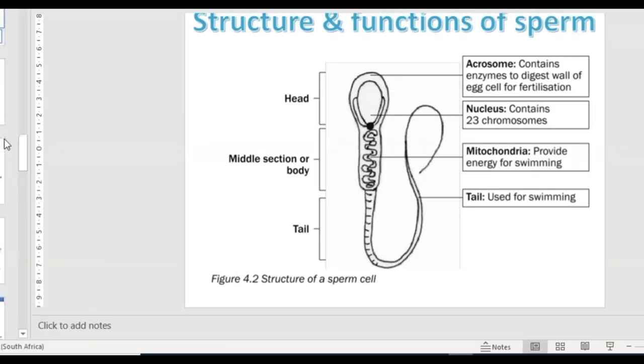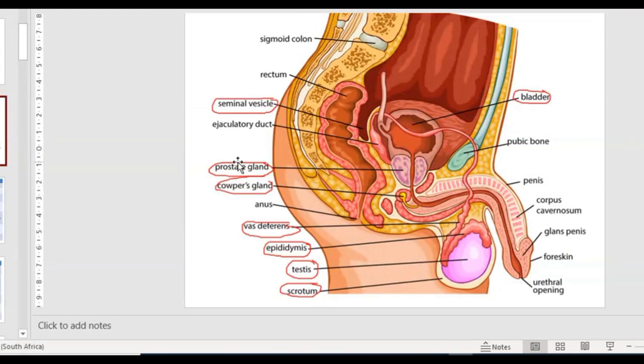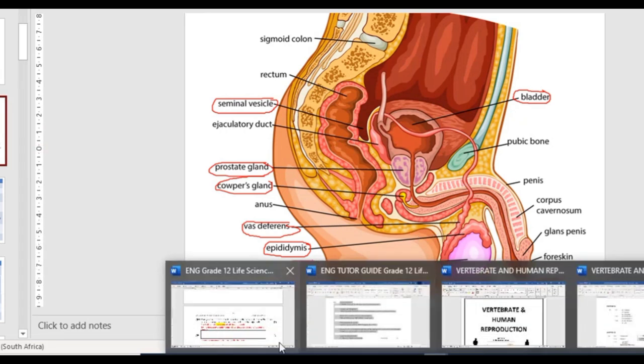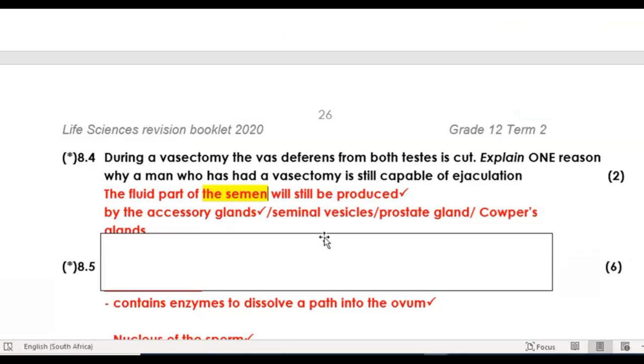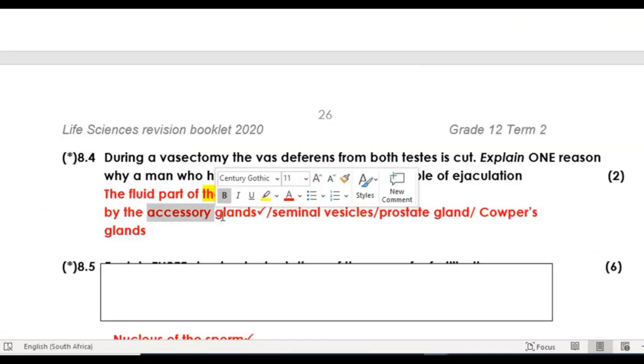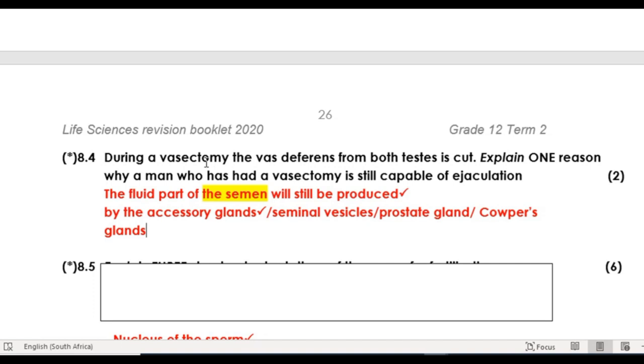So let me just go back to the male reproductive system to remind you guys. Here we go. Remember, the fluid part of the semen comes from the prostate gland, the Cowper's gland, and the seminal vesicles, okay? And those will still produce fluid even though sperm will not be present. So because of that, the fluid part will still be produced, and we call those glands the accessory glands: the seminal vesicle, the prostate gland, and the Cowper's gland. Therefore, a man is still able to ejaculate during sexual intercourse, because there's no sperm, but the fluid part of the semen is still present because of the accessory glands.